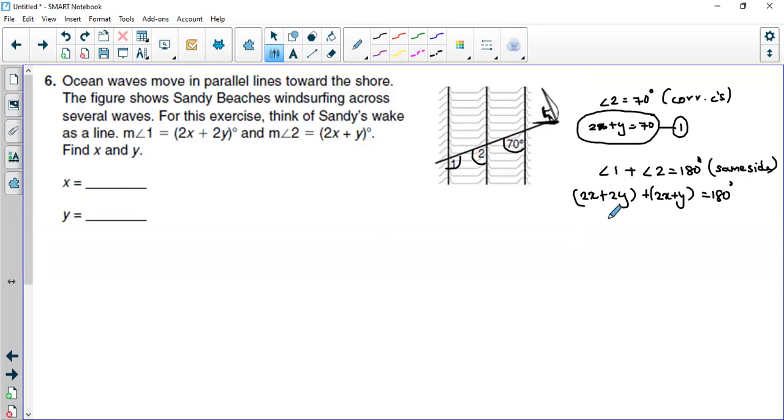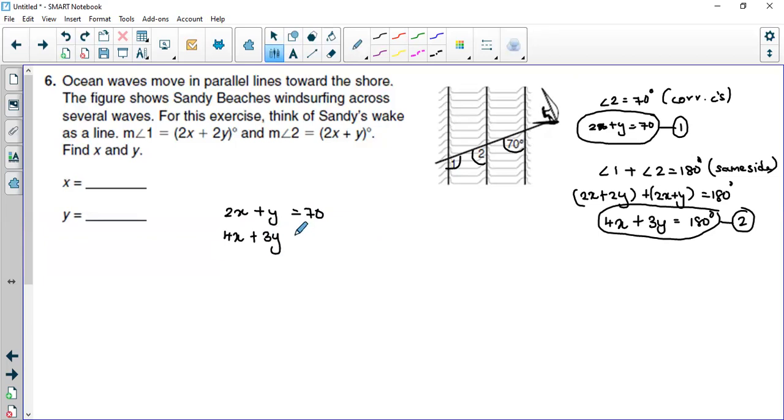So first let's simplify this because there are many x's and y's. So 2x plus 2x would give you a 4x. 2y plus y will give you a 3y. So this is the next equation which we have. Here we got one equation and this is going to be our second equation. Let me write it down here and show you how to solve these systems. These are called systems of equations. So 2x plus y equals 70 and 4x plus 3y equals 180 degrees. Now we have two equations which we are going to solve. Solving these are super easy.